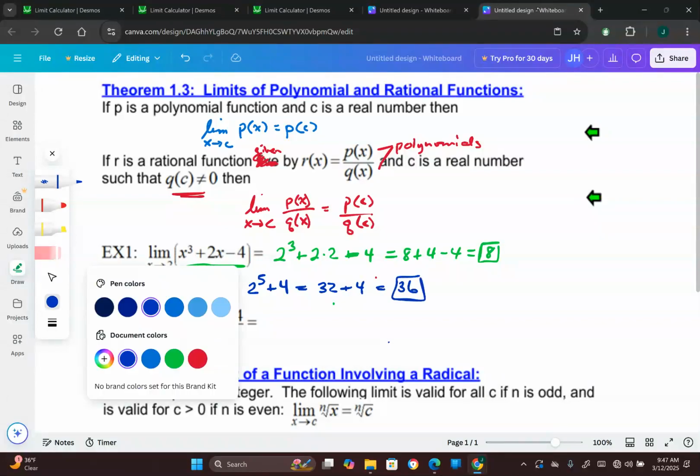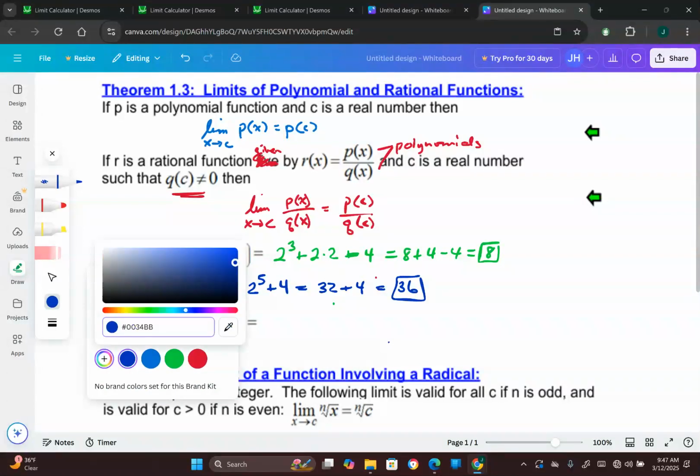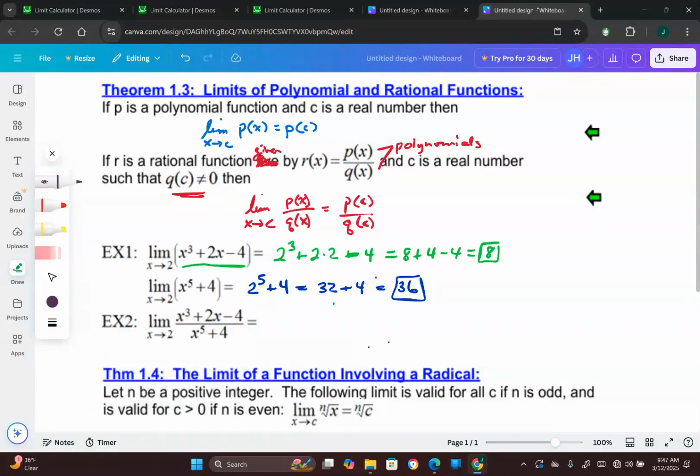Now, just as an example here, when you take a look at this rational function, we already know the limit of the top. Well, it's the green. It would be 8. We already know the limit of the bottom. It would be 36. And that reduces. Divide both by 4. That reduces to 2/9. There's my limit.